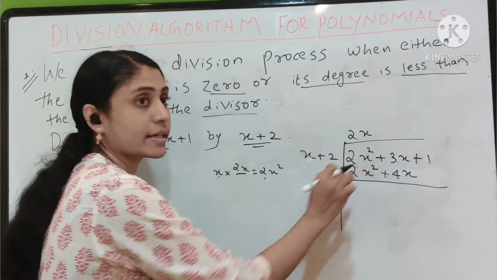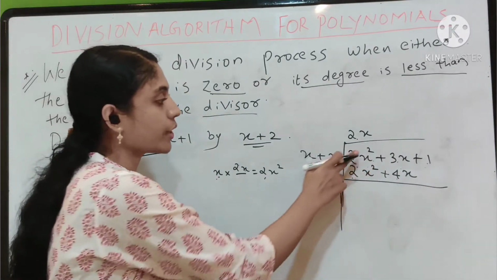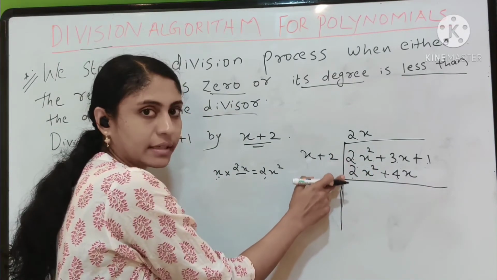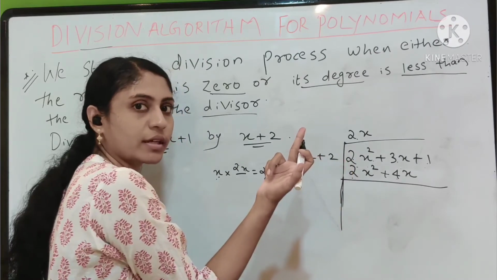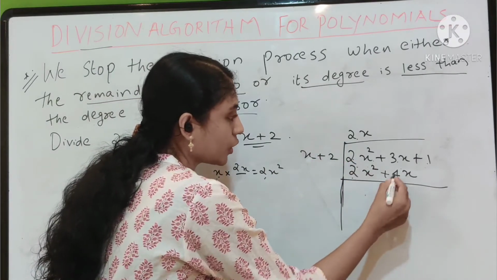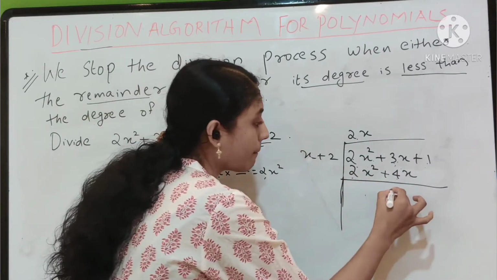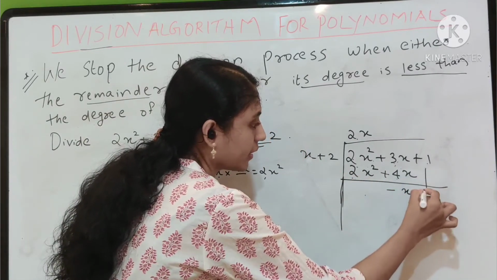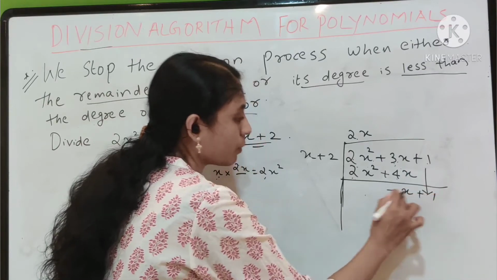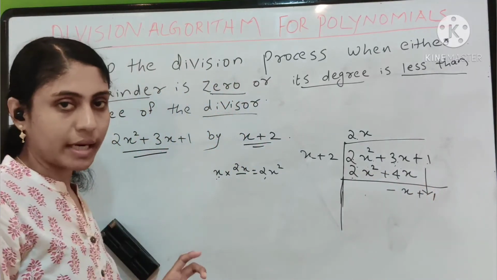Now we have to cancel the x square term. In order to cancel it, you have to subtract this, because 2x square minus 2x square is 0. So here it becomes 0. And what about this term? 3x minus 4x is minus x. Then write this term here, plus 1. So minus x plus 1 is the remaining term.